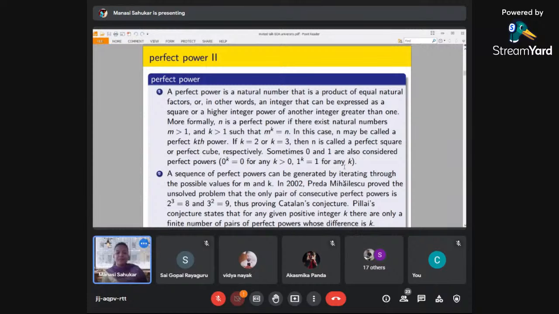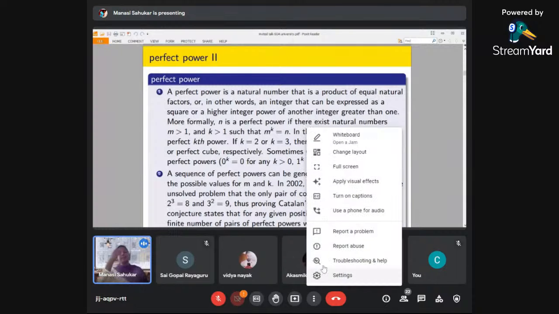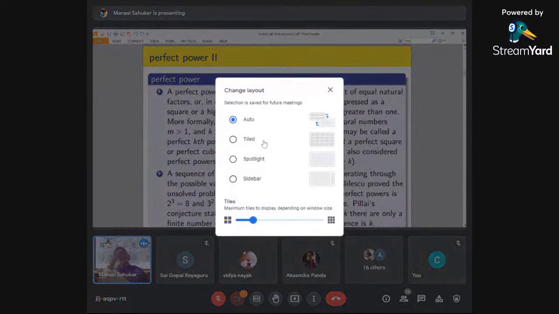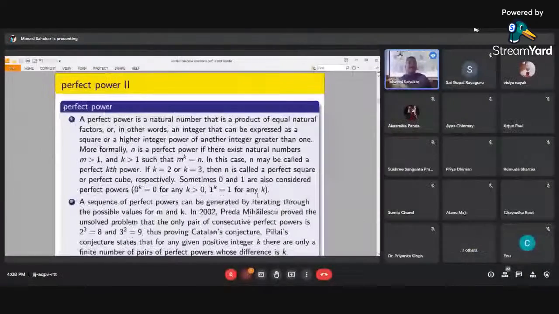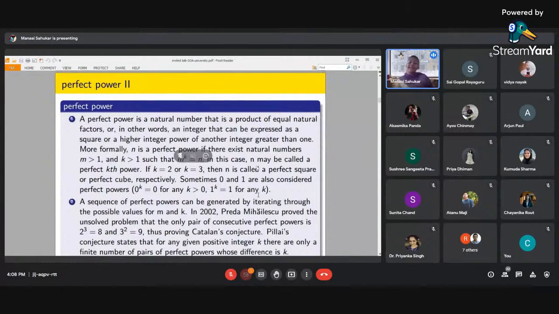In 2002, a mathematician proved an unsolved problem: the only pair of consecutive perfect powers is 2 to the power 3, that is 8, and 3 squared, that is 9. These are the only perfect powers which have a difference of 1. That is the Catalan conjecture. Later, Pillai conjectured that for any given integer k, there are only a finite number of pairs of perfect powers whose difference is k.